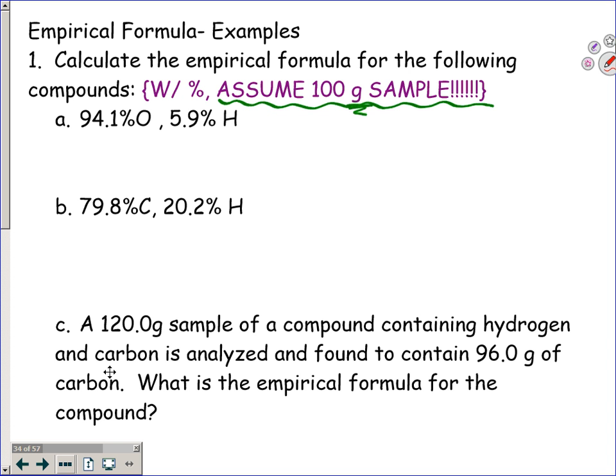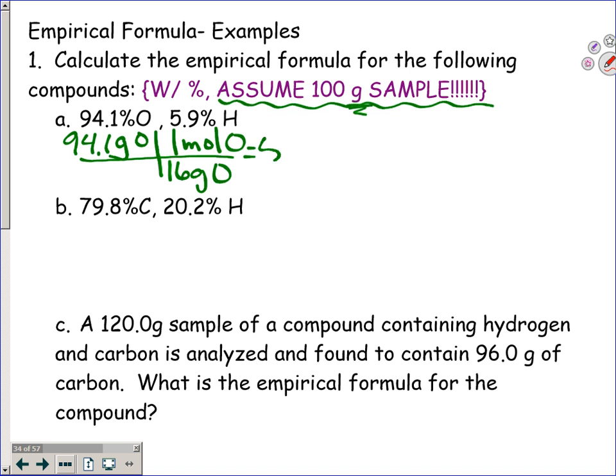So here we go. Take out your calculator, get your periodic table, we're rolling. 94.1 grams of oxygen. What's the molar mass of oxygen? 16 grams of oxygen, 1 mole of oxygen. Calculate. It's good. All right, so 5.88 and some change is our moles of oxygen.